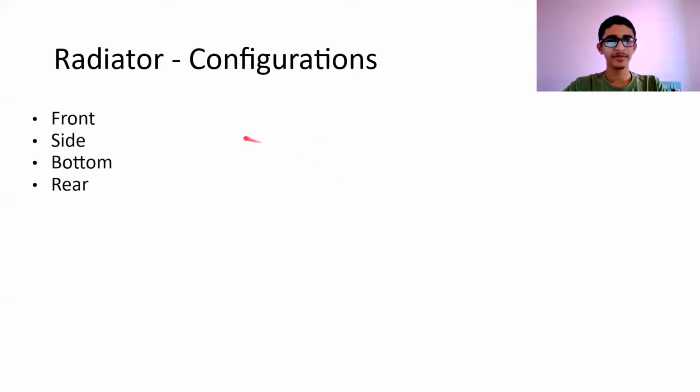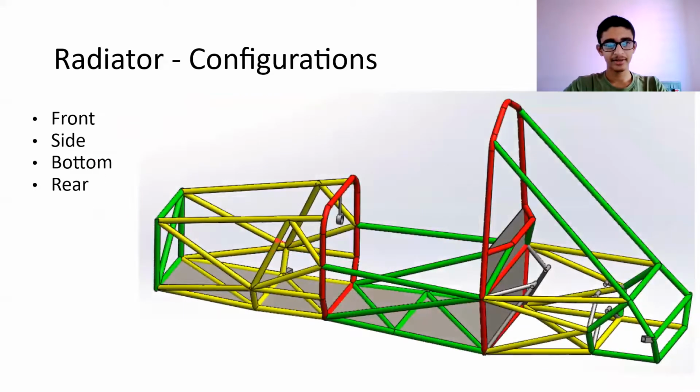For the radiator we can also have various configurations. I can put it in the front of the vehicle, side, bottom or rear. This is the image of our chassis from last year. In the front we have an impact attenuator, over where I can put a radiator. On the side also I can make two clamps and attach the radiator on either side.